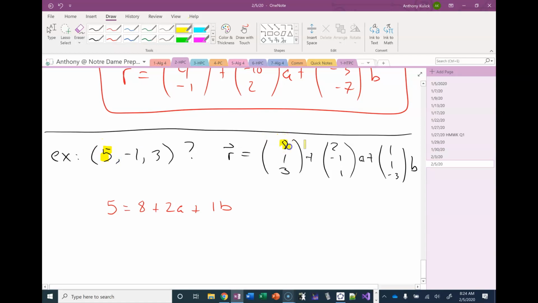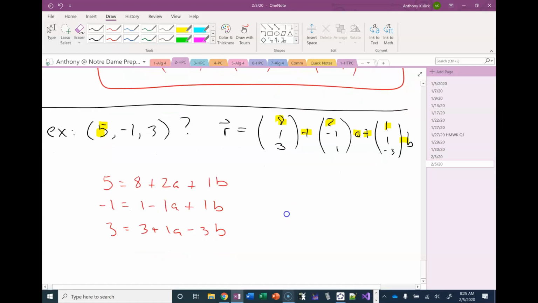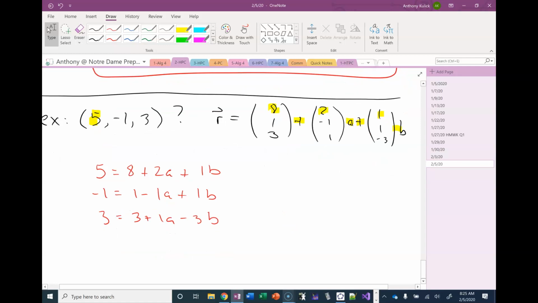I took the x, x, x, x, all the way across, right? What's the next equation I would want? Great. And then my last equation would be 3 equals 3 plus 1a minus 3b. Notice in each of these equations I have 2 variables, right? In order to solve an equation with 2 variables, I have to create a system of equations and then solve that system. So we're going to use a matrix here to solve this.